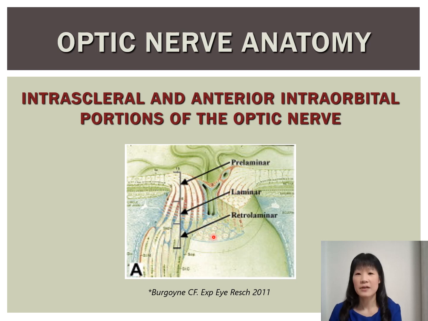Here is the optic nerve within the back of the eye, the intrascleral portion, which has the prelaminar part, that's the optic nerve in front of the lamina cribrosa, and then the retrolaminar portion of the optic nerve, that's the portion behind the lamina cribrosa.